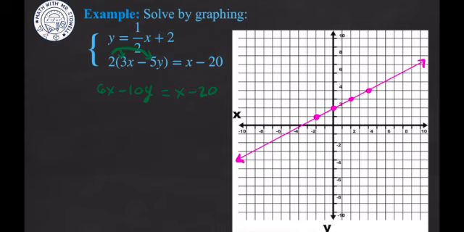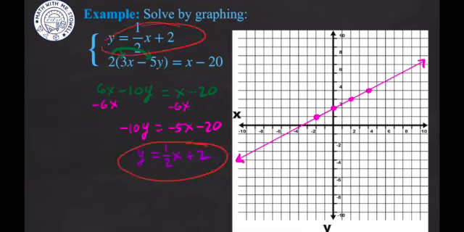So let's get those x's together. Let's move the 6x to the other side. So minus 6x, minus 6x. So we have negative 10y equals negative 5x minus 20. Divide by negative 10. So y is equal to, okay, negative 5 divided by negative 10 is a positive 1 over 2, and this would be x. And negative 20 divided by negative 10 is plus 2. Wait, that is the same equation as the other one.